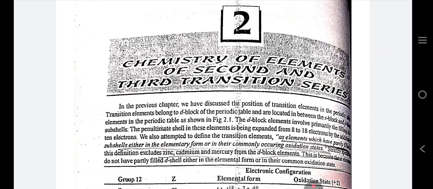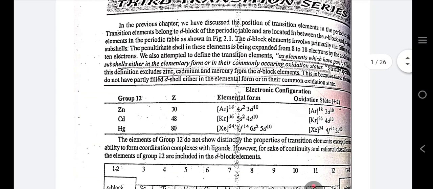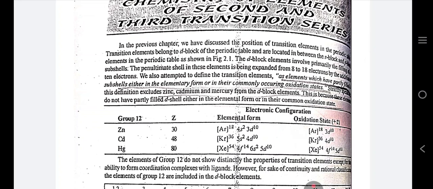Today in this video, I am reading Inorganic Chemistry, Chemistry of Elements of second and third transition series. In the previous chapter, we have discussed the position of transition elements in the periodic table. Transition elements belong to D block of the periodic table and are located in between the S block and P block elements in the periodic table as shown in figure 2.1.